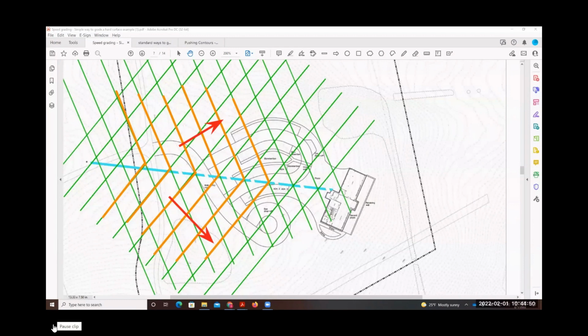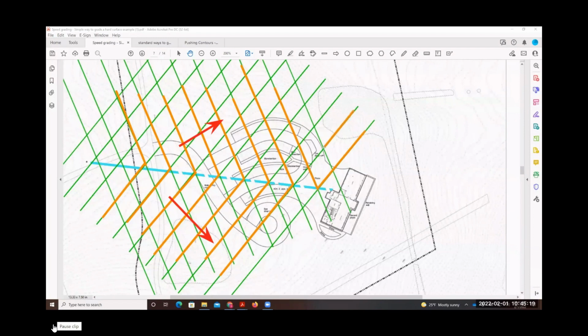I can continue that pattern down to here. But at some point, I'm going to want to have a reverse. I'm going to show you what I mean by a reverse. I might come to this point and then go back that way with it.